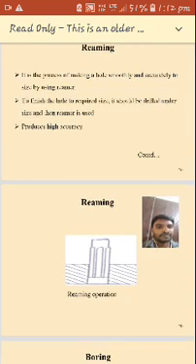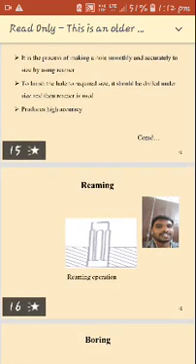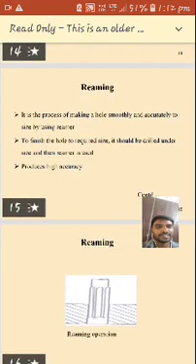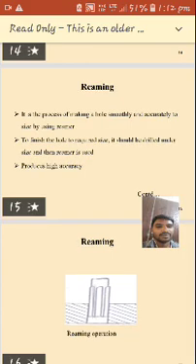So to finish the hole to the required size, it should be drilled under the size. Then the reamer is used. First we use a drilling operation. That drilling operation may not produce an accurate hole; it may produce a hole under the size.